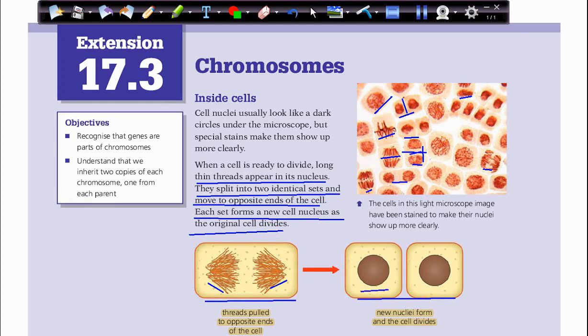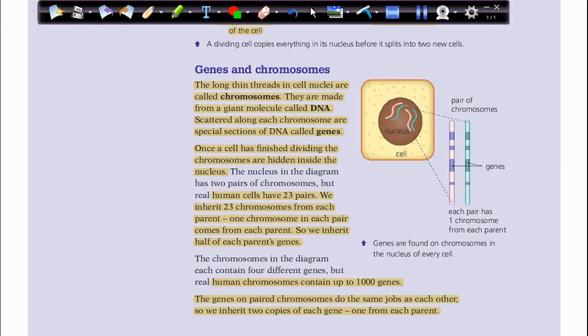Each cell has its own nucleus, the same as the original nucleus. A dividing cell copies everything in its nucleus before it splits into two new cells, as I said. Genes and chromosomes. So now we will see what genes are and what chromosomes are.